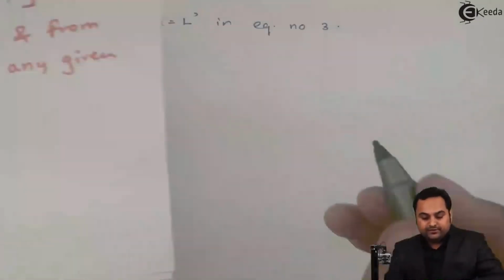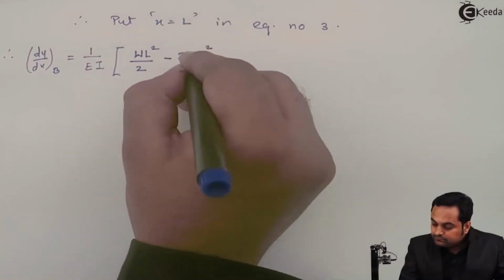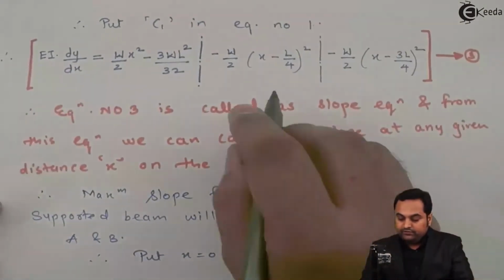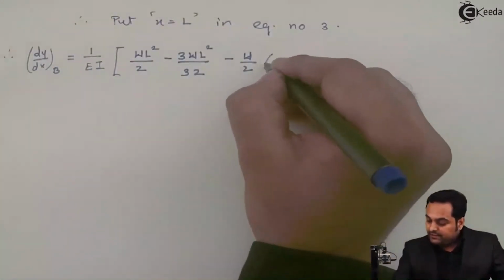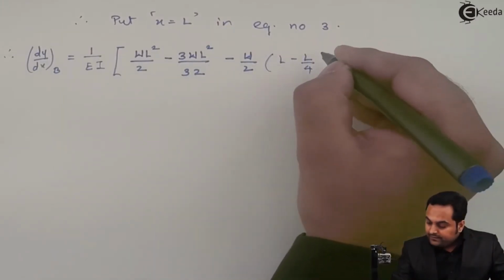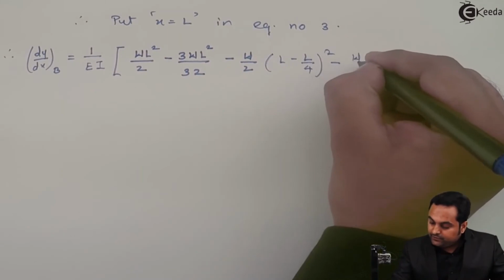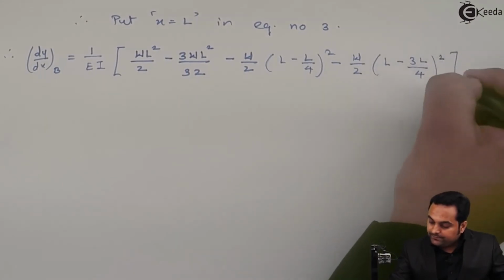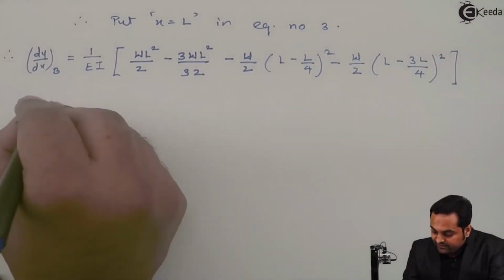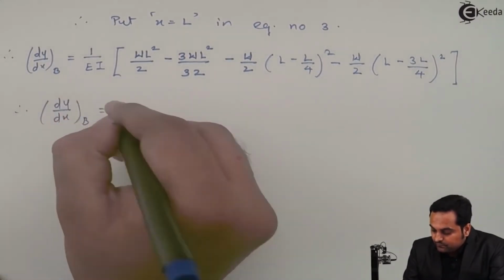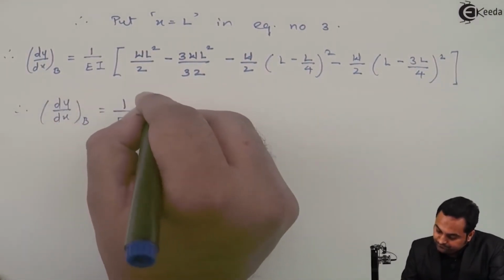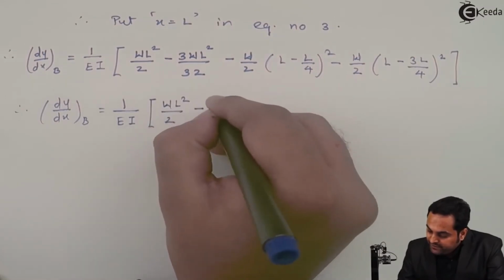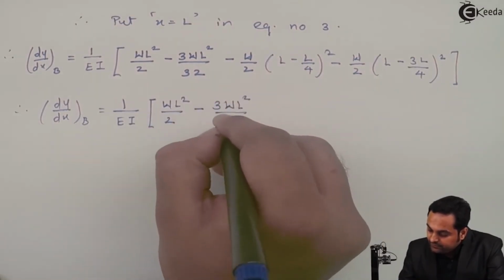minus 3WL square by 32 minus W by 2. Now here we have L, I'll put this L minus L by 4 square, minus W by 2, L minus 3L by 4 square. So therefore, on simplifying this, 1 upon EI, here we have WL square by 2 minus 3WL square by 32.